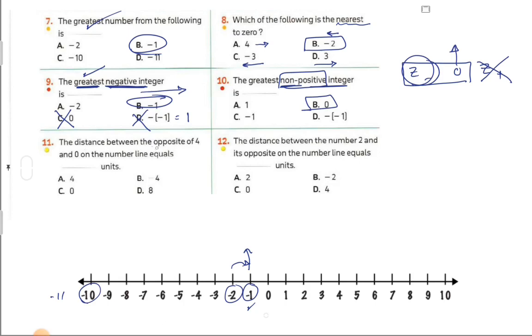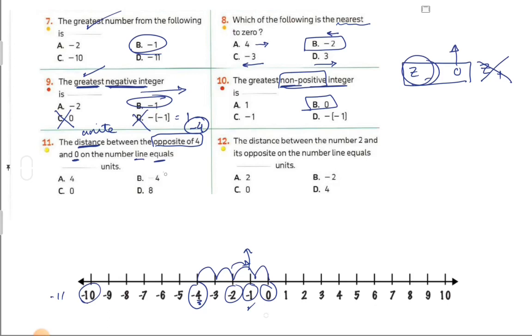Distance between the opposite of 4 and 0. Note that he asked us about distance, units. How many units between the opposite of 4 and 0? What is the opposite of 4? Negative 4, right? The distance between negative 4 and 0, negative 4 here and 0 here, is of course just 4 units. Counting from 4 to 0: 1, 2, 3, 4. 4 units.